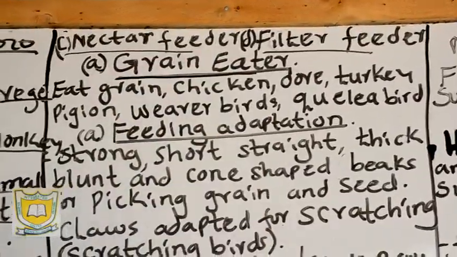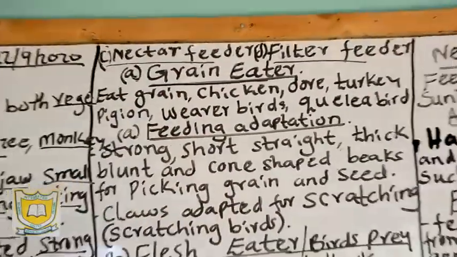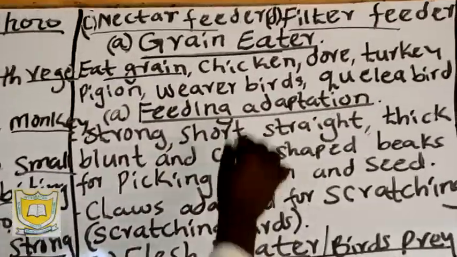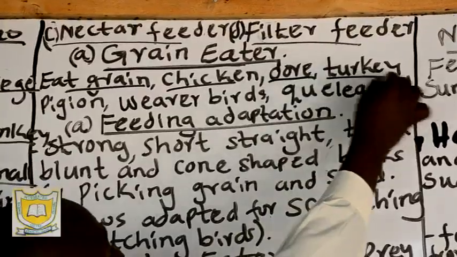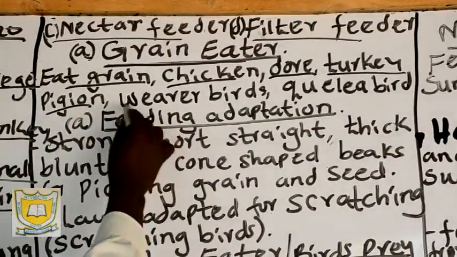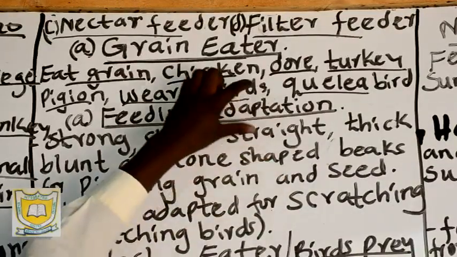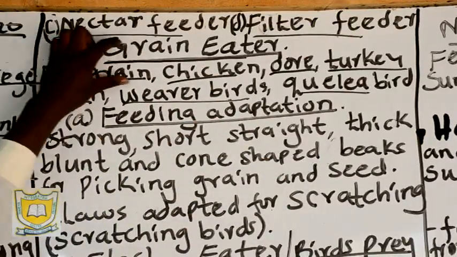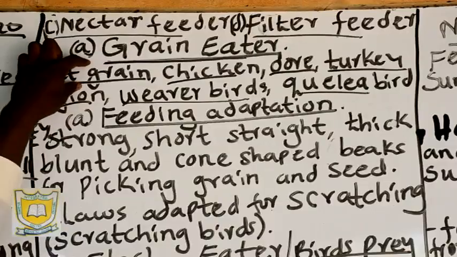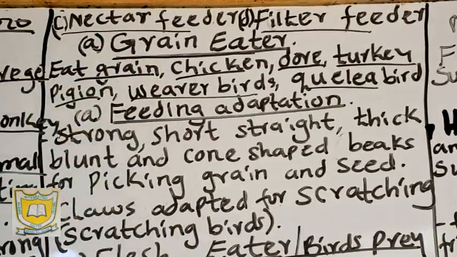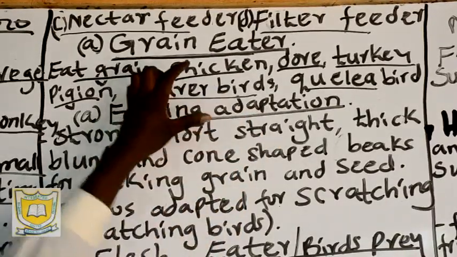What are grain eaters? From just the term grain, it means they feed on grains. Examples are the chicken, dove, turkeys, pigeon, weaver birds, and also the quail birds. This group of birds are called grain eaters because they feed on grain, for example maize grain and other types of grains. Now, the feeding adaptation of the grain eaters.